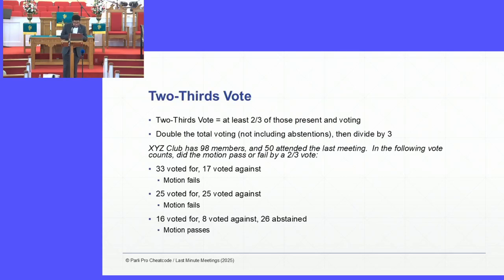Let's see. Next one, you have 25 yes and 25 no. It's the same thing, right? It's 50 people voting, so you need at least 34 votes. So that motion's going to fail as well. And then the last one, we have 16 yes, 8 no, and 26 abstain. We're going to do 16 plus 8, because remember, we don't count the abstentions when we're doing this calculation. So you have 24 people voting, right? We're going to times it by 2. That's 48. You're going to divide it by 3. That's 16. Is 16 at least 16? Yes. So that motion passes.